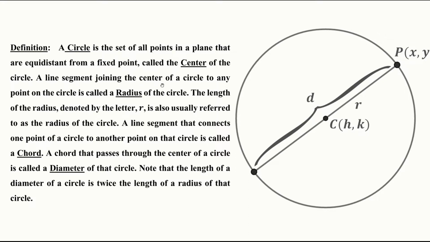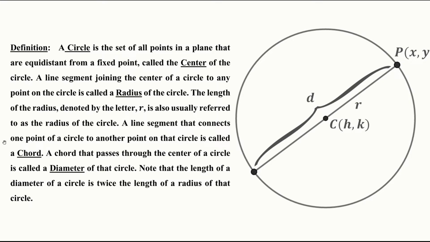A line segment joining the center of a circle to any point on the circle is called a radius of the circle. The length of the radius, denoted by the letter r, is also usually referred to as the radius of the circle. So in other words, it's actually this segment that we call the radius, but its length is also referred to as the radius. So the word radius is used both for a segment and a length, which is usually not what we do in geometry, but we get away with it because we know what we're talking about, so it's okay.